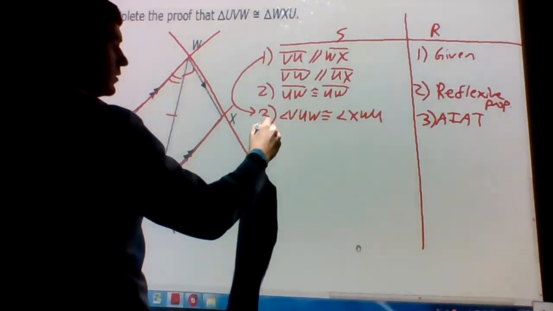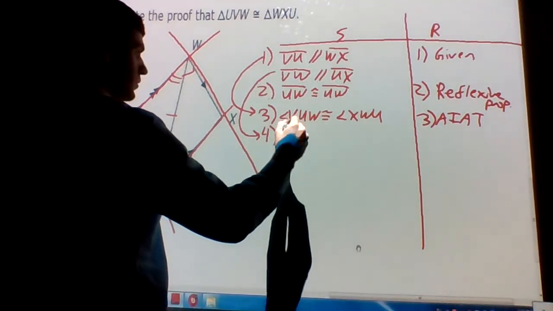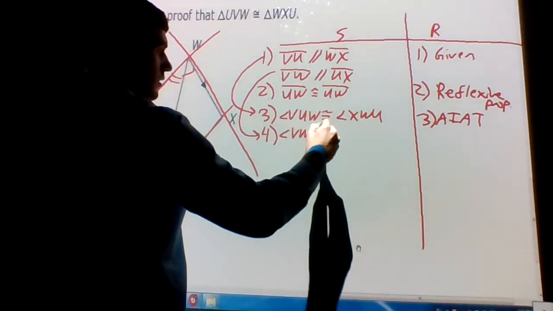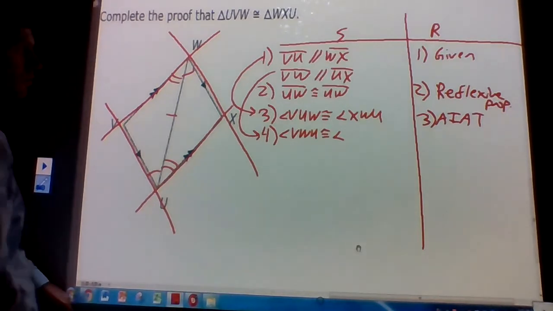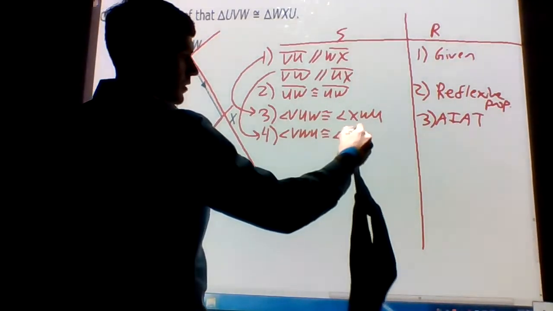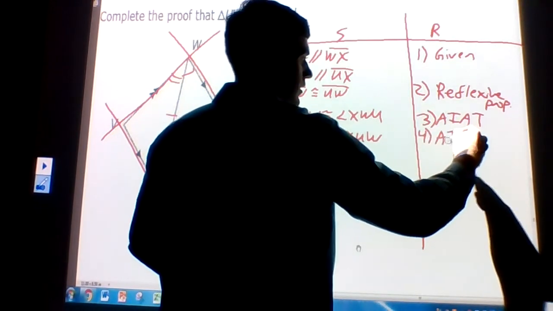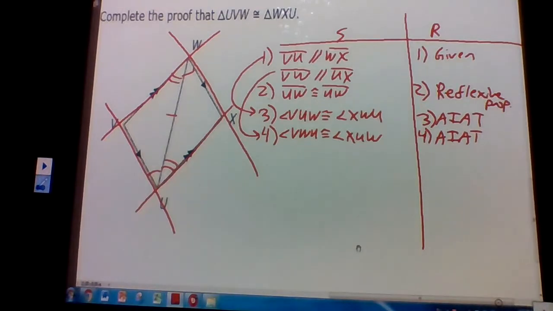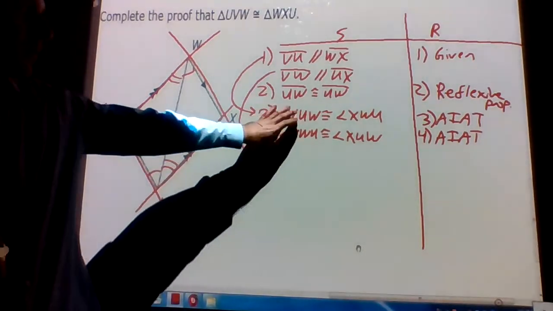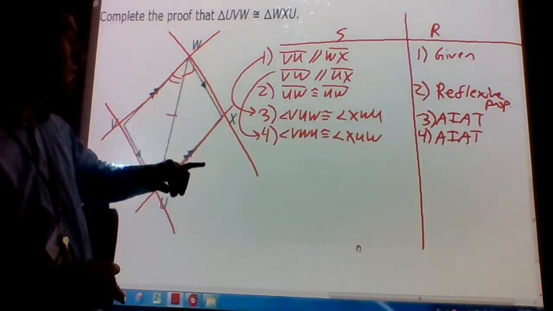So we know angle VWU is congruent to angle XUW. And that's also by the alternate interior angle theorem. Since the lines are parallel, alternate interior angles are congruent. Okay, you could have done this in one step. That's fine either way. It's a stylistic preference.